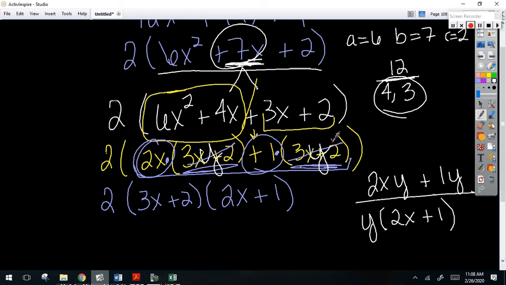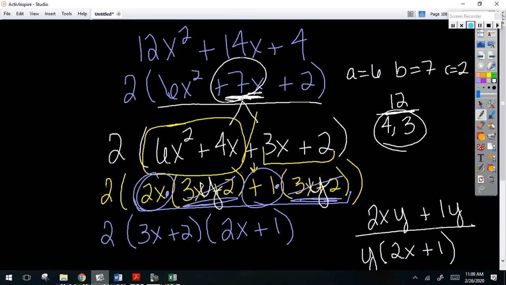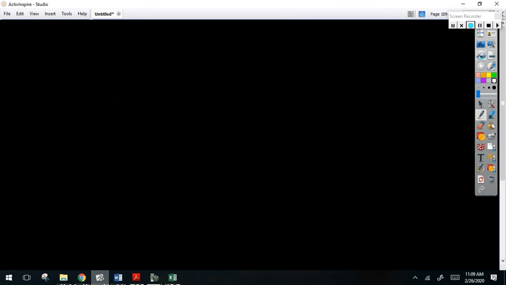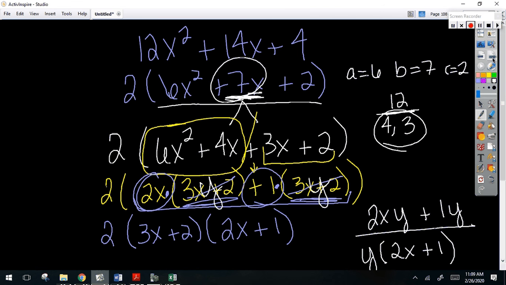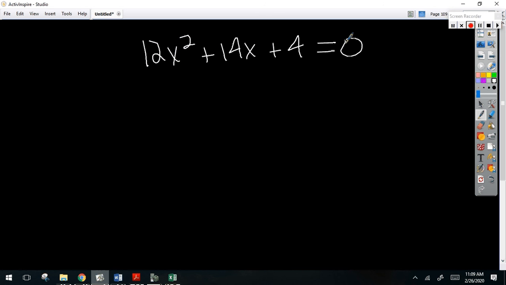The reason that we factor is we factor to find zeros. We factor to solve for x. So when we do this, let me take this same equation. Actually, I didn't need to go back, we've already factored it, but let's say in the beginning it said plus 14x plus 4 equals 0, and I needed to solve for 0.